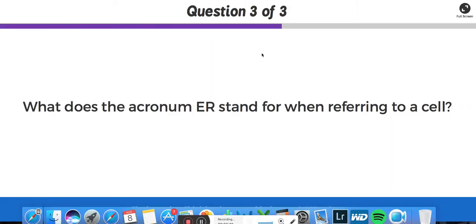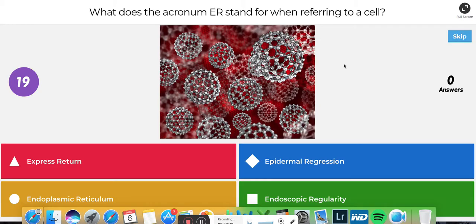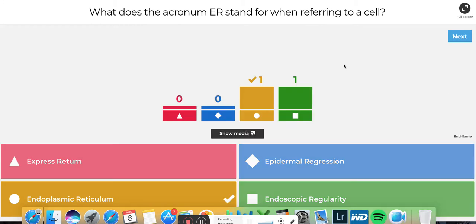Last question. What does the acronym ER stand for when referring to the cell? Again, ER. Would that be express return, epidermal regression, endoplasmic reticulum, endoscopic regularity? Okay, looks like we had a mixed answer here. The correct answer would be endoplasmic reticulum, ER. So you can imagine that can be a little bit long when you're discussing that. There's also two types of ER. We have smooth and rough.